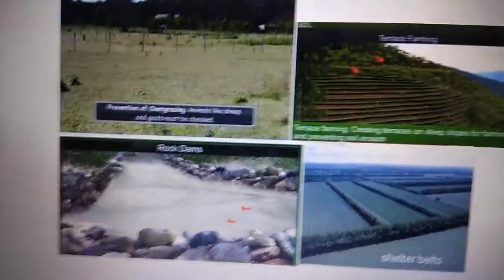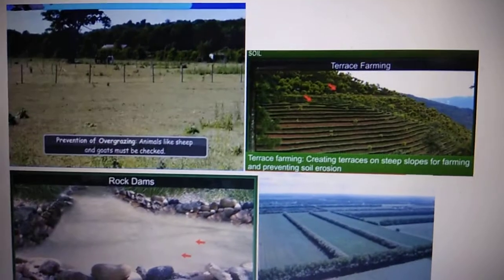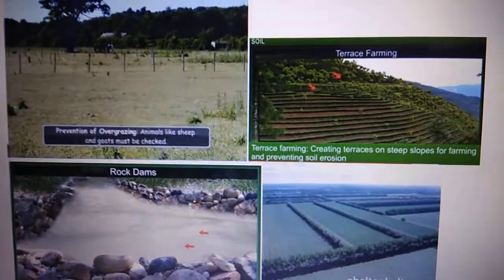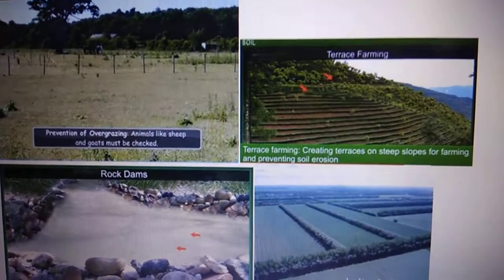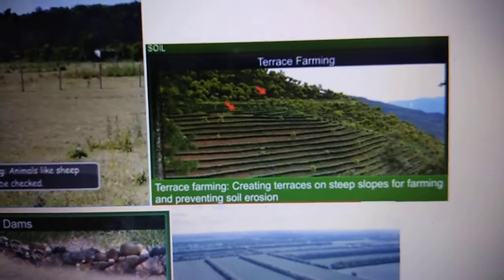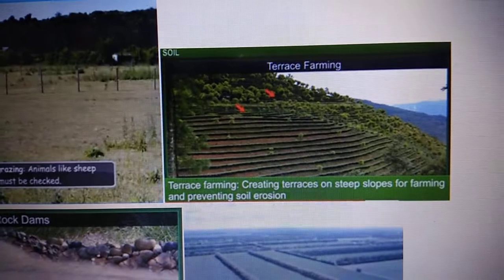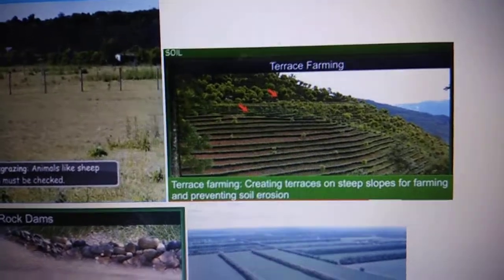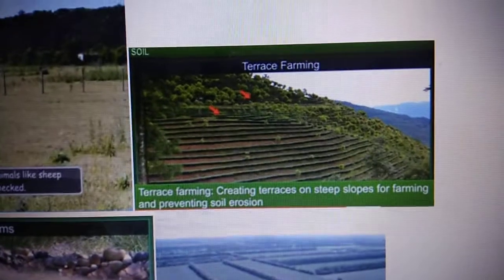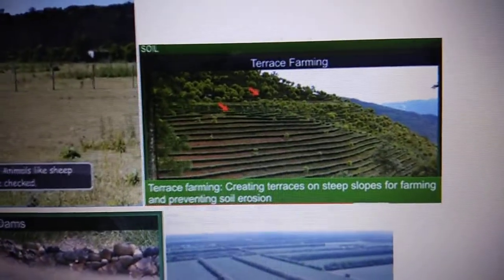Children, we will see other ways of soil conservation. One is prevention of overgrazing, and we must check the grazing of animals like sheep and goats. The next one you already know is terrace farming. What happens in terrace farming? The slopes are cut into steps and then plantation is done, and this prevents soil erosion.